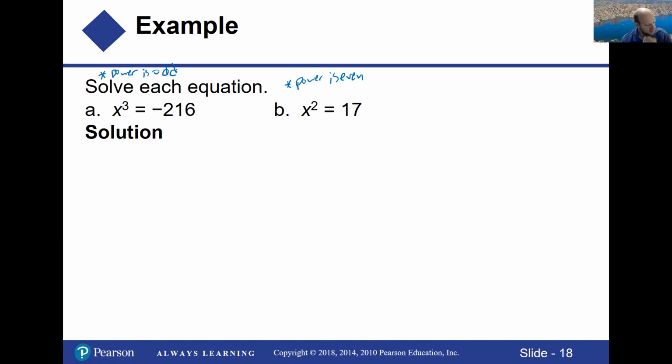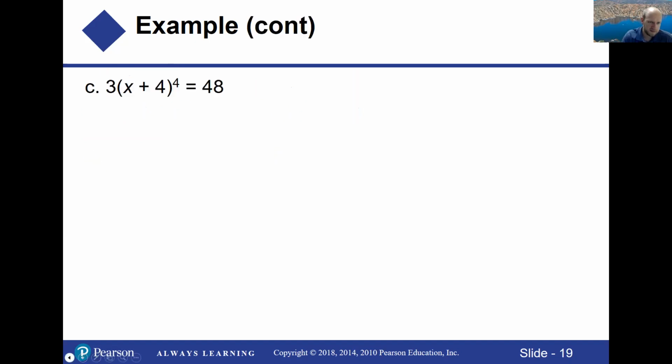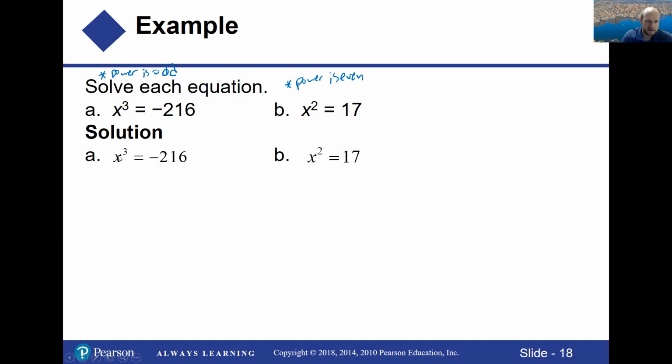So let's undo these. How do we undo? How do I undo a power of 3? Well, I take the cube root of that, right?